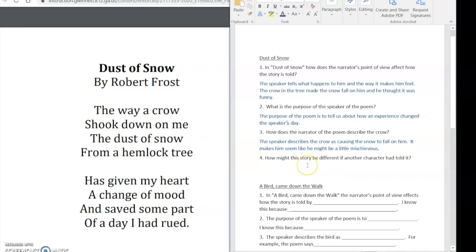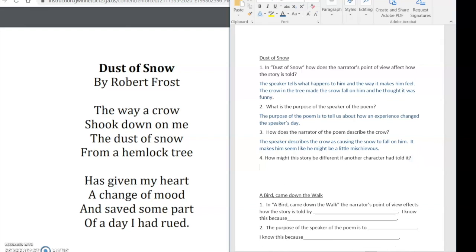Okay, and then our last question, how might this story be different if another character had told it? So the other character in this story, or in the poem, is the crow. So how would this poem be different if it was told from the crow's point of view? Well, first of all, I think we would learn if the crow really meant to drop the snow on him as he walked by or not.